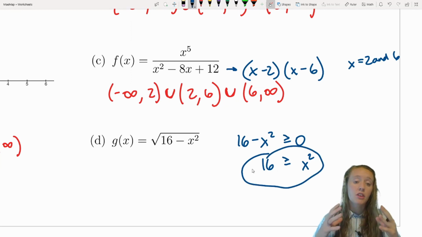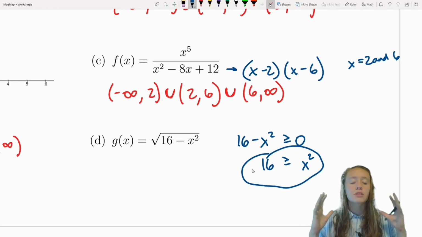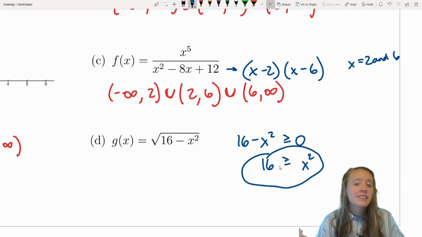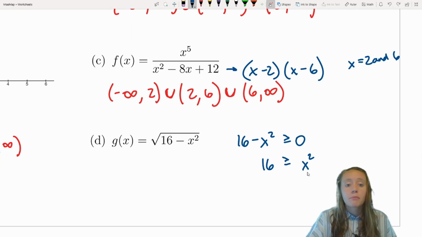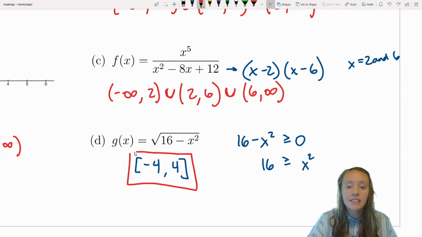As soon as I get bigger than those two values or outside of those two values, let's say -5, -5 squared gives me 25. 16 is not greater than or equal to 25, or even that +5 squared, or +6 squared. I'm going to be outside of those bounds. So for this, I'm only continuous between -4 and 4. Anywhere else, my function will not be continuous because I'll get a negative number within my radical. So as long as I stay between -4 and 4, my function is continuous.